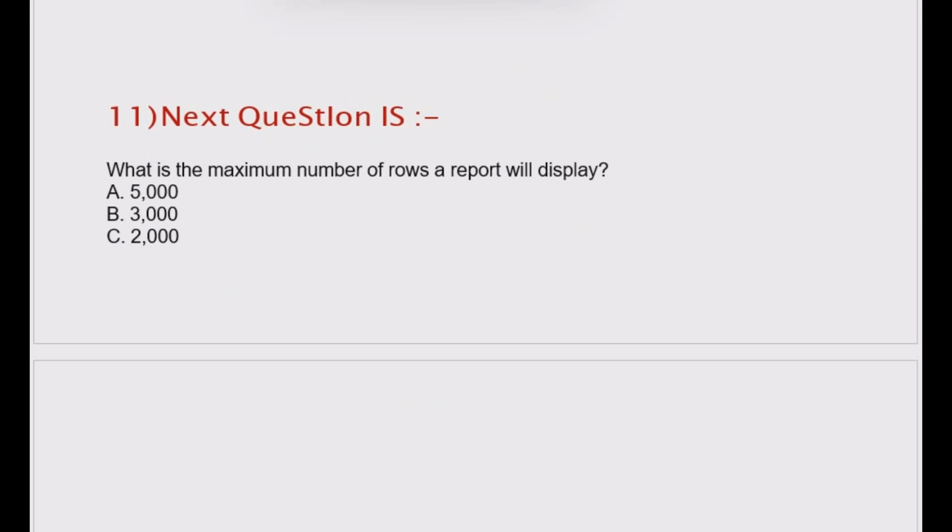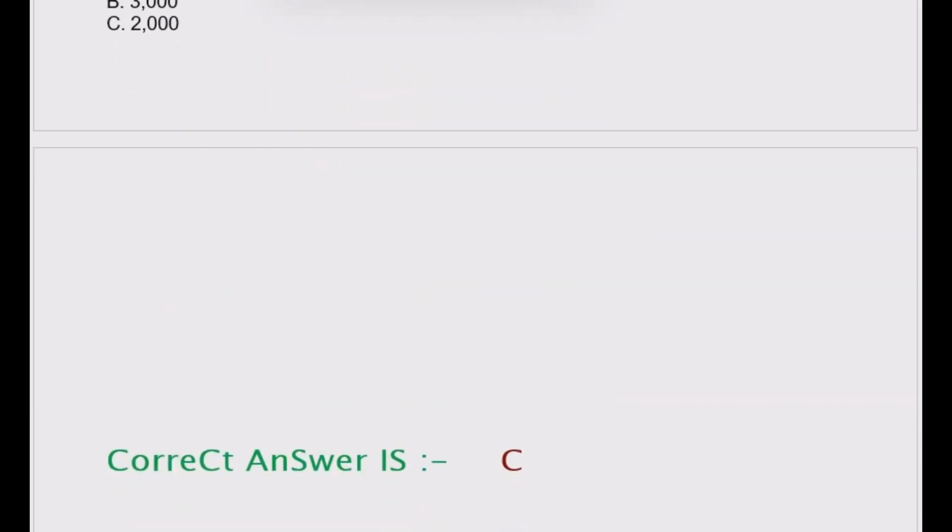Question is, what is the maximum number of rows a report will display? Option A 5000, Option B 3000, Option C 2000. Correct answer is option C.